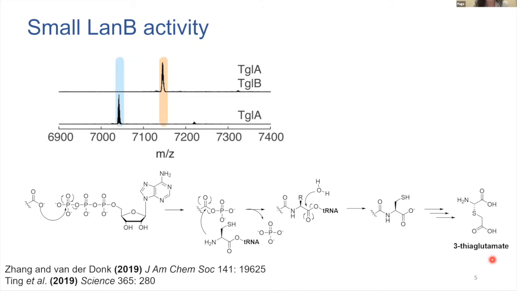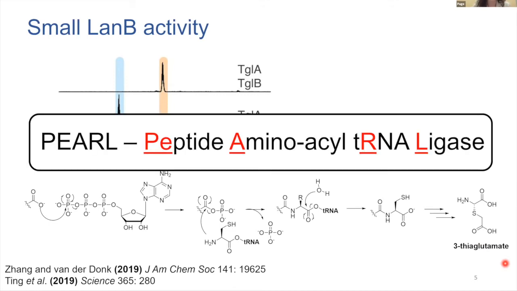So in these systems, you recycle the precursor peptide and use it as a catalytic scaffold to generate large quantities of a small molecule derived from an amino acid. Because of the unique chemistry that these enzymes perform, we've decided to coin them peptide aminoacyl tRNA ligases.